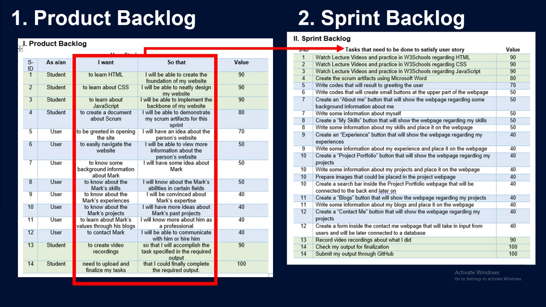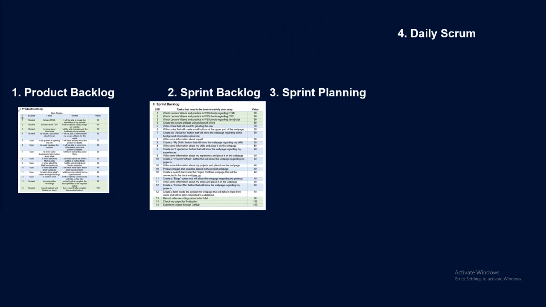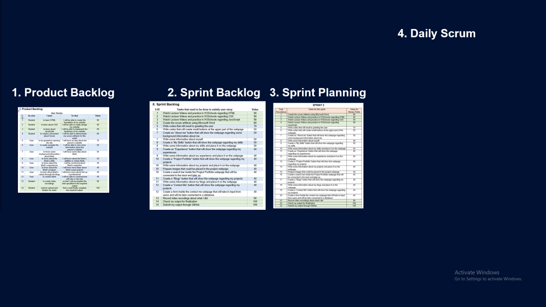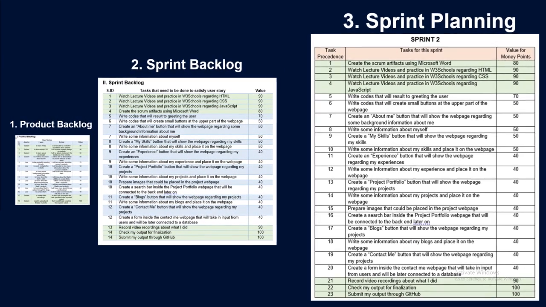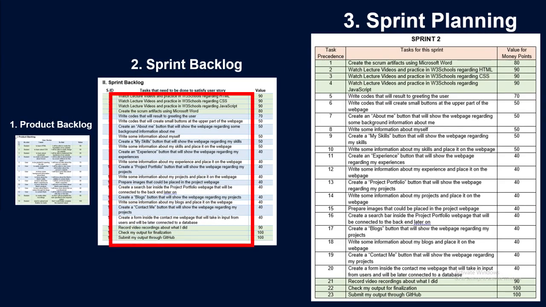I should prioritize. Now, for the next artifact, the sprint planning, which contains all the things that I have to do for this sprint, I just used the tasks from the sprint backlog and queued them up accordingly and arranged them according to which I'll do first. I then added a task precedence column, which is a super straightforward way for me to be guided on which tasks I'll have to do.